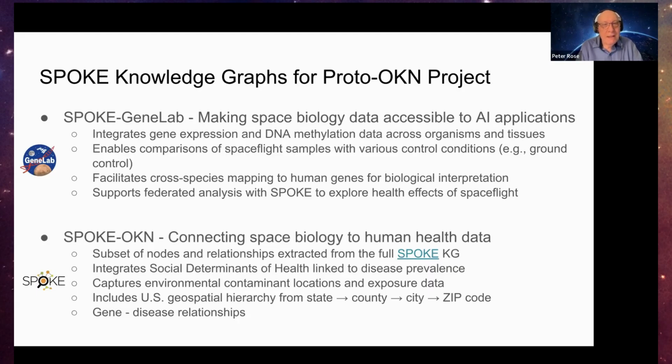And then to better understand health effects, we also have a mapping between gene and diseases in this knowledge graph. So those two knowledge graphs together, we can query them together and get an idea how space risk factors affect human health and maybe eventually come up with some mitigations for that.